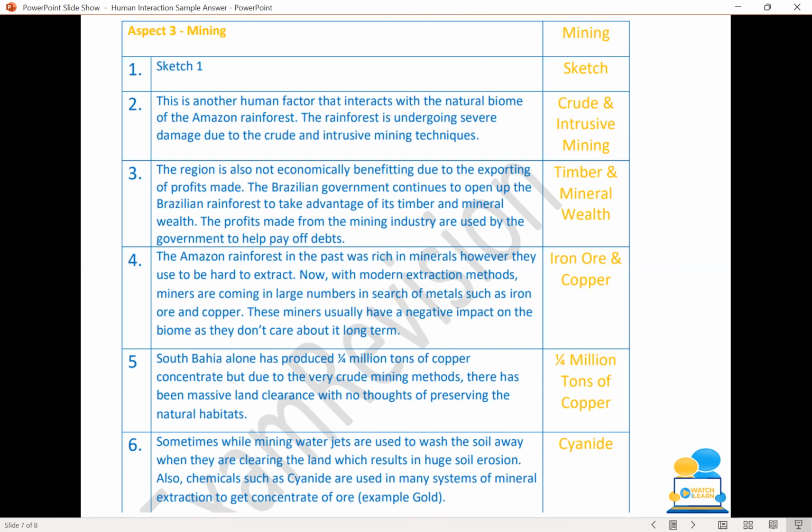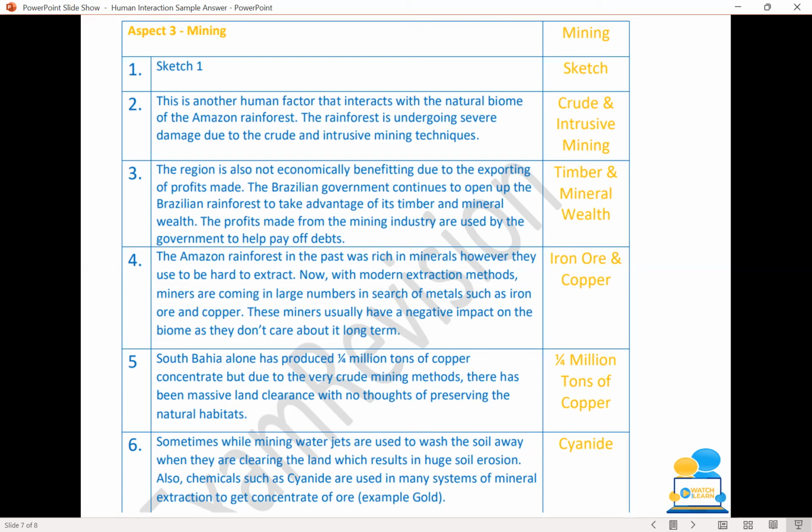The fifth point is the 250,000 tons of copper. South Bahia alone has produced 250,000 tons of copper concentrate. But due to the very crude mining methods, there's been massive land clearance with no thoughts of preserving natural habitats. So they don't care about the trees, they don't care about the animals that live in the rainforest. It's all about just getting these natural resources.